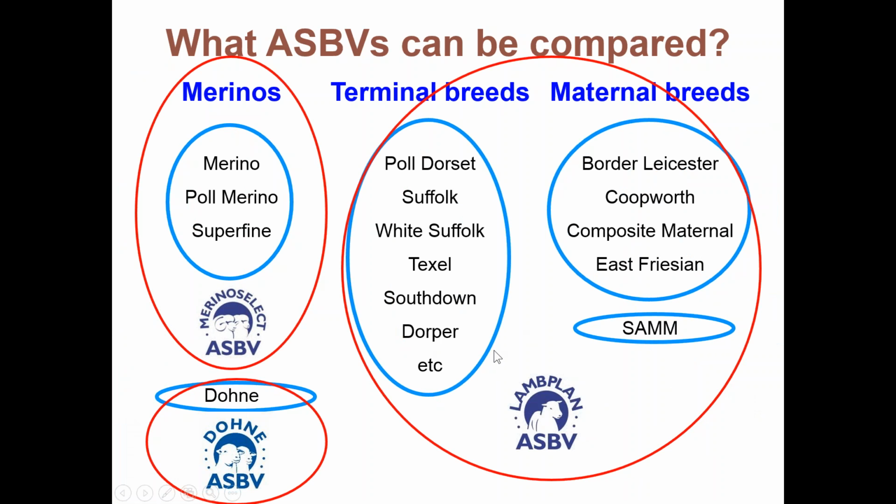Just remember, if you're buying Merinos and Poll Dorsets, for example, then you can't compare the breeding values of those two different breeds. They're different. So within the blue circles on there, you can select within those blue circles, but not across them.